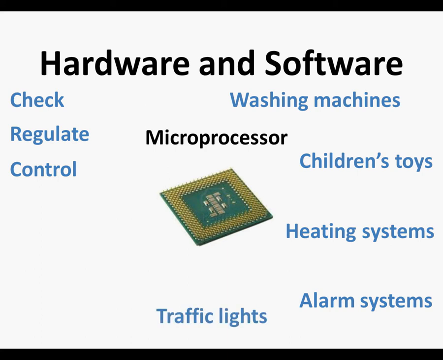In a washing machine, it would check the temperature, it would regulate the temperature to make sure it's a constant temperature, and should the temperature drop, it'll control it and bring it back up to the correct temperature. Same type of thing with heating systems and traffic lights and all that sort of thing.